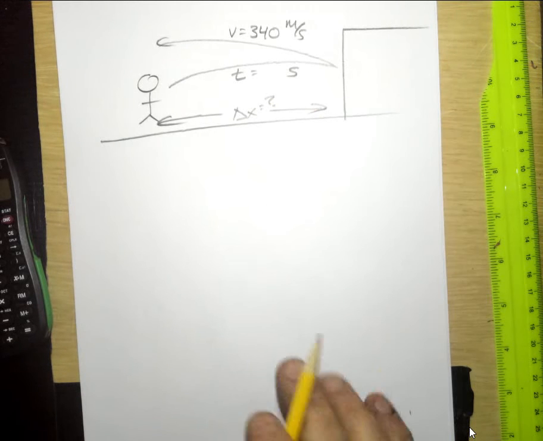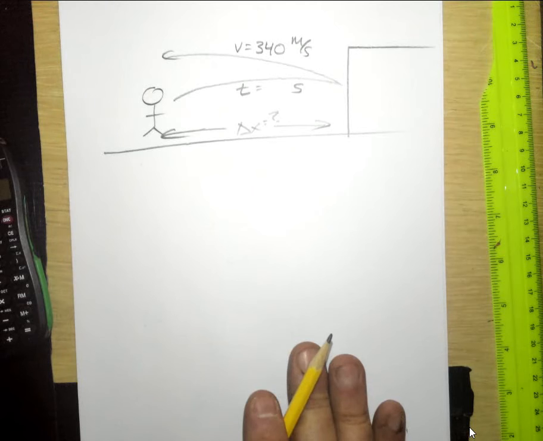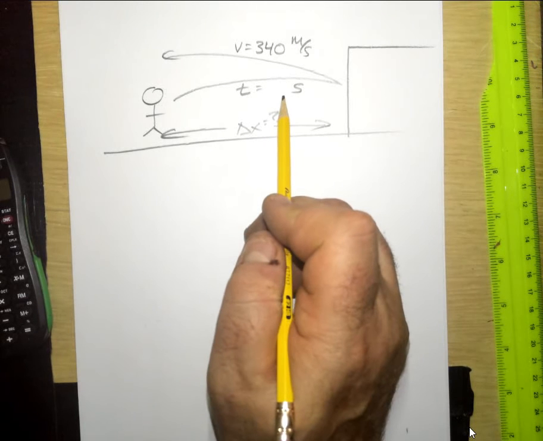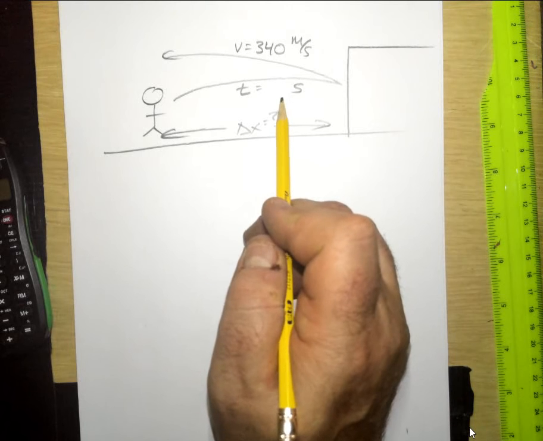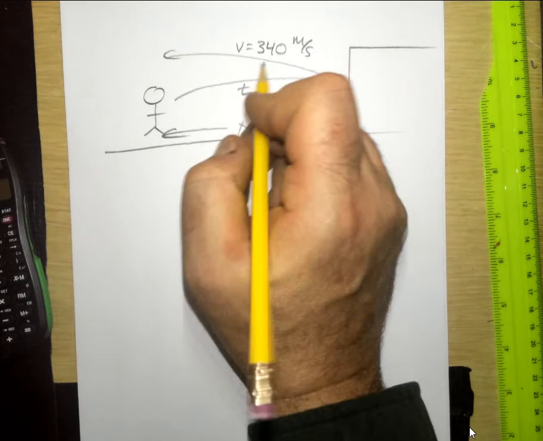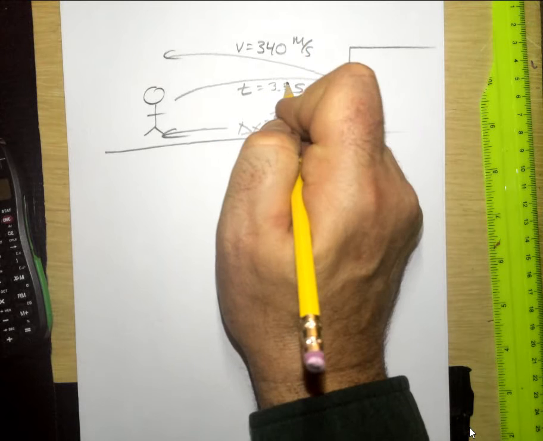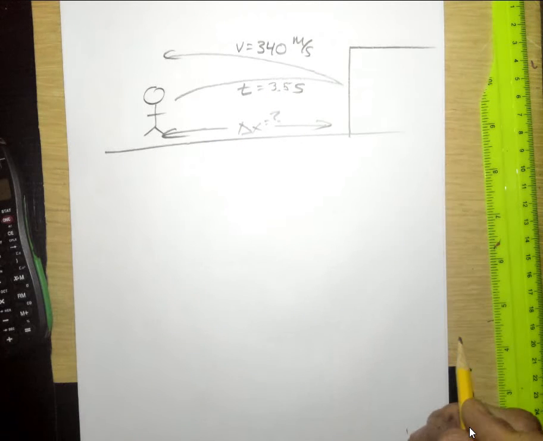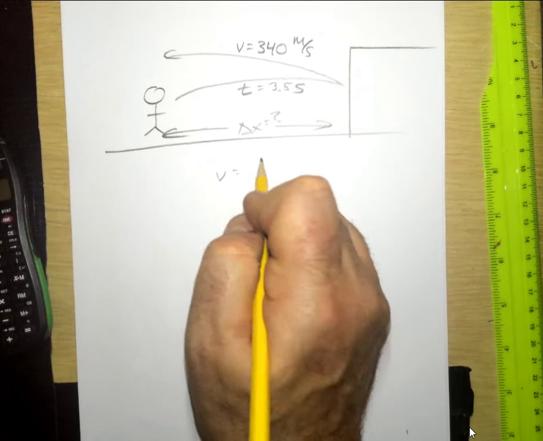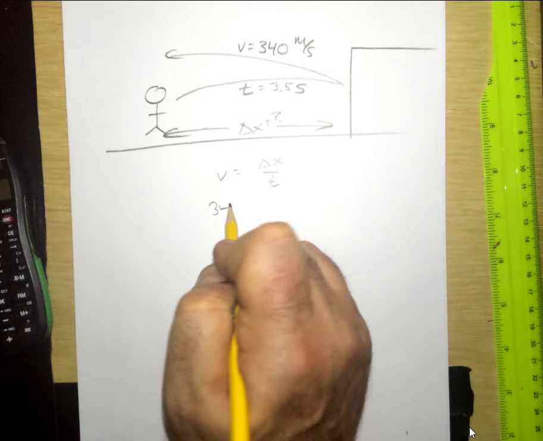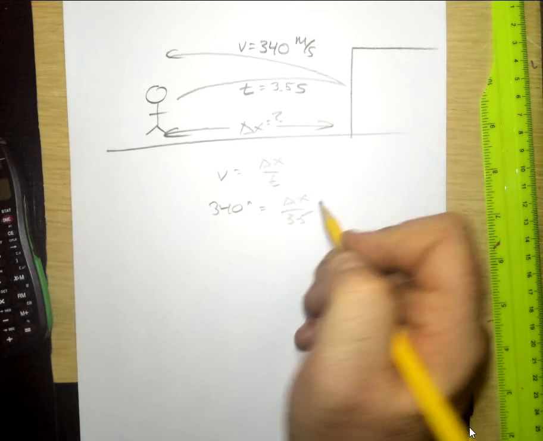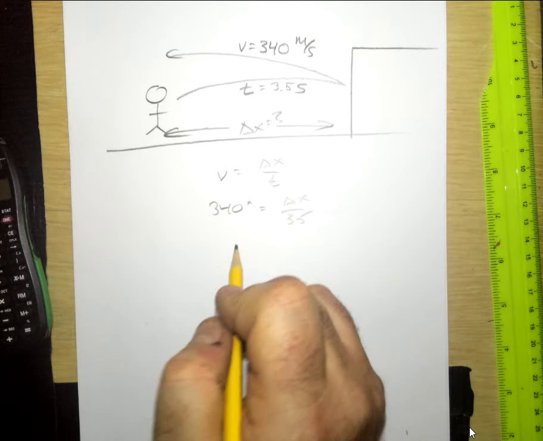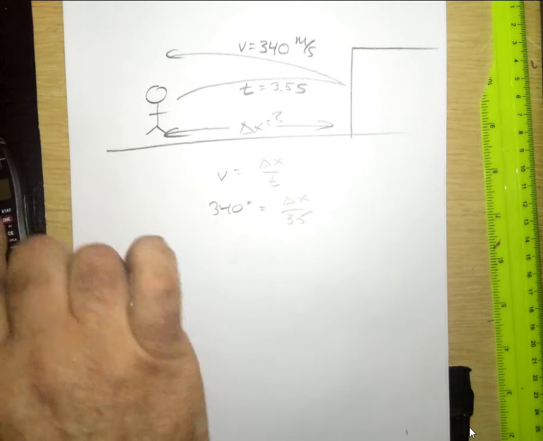Okay, so there's a diagram of this situation for problem number 6, but I have not written down the time. What number should I put down for the T here in this question? Adam, what do you think? Yep, I heard a whole bunch of people saying that. That was just grand. 3.5 seconds. So V is equal to delta X all over T. V is 340, and then we have the delta X all over 3.5. What is that answer, Chris, when we multiply both sides by 3.5?